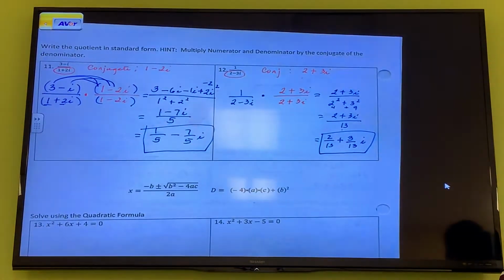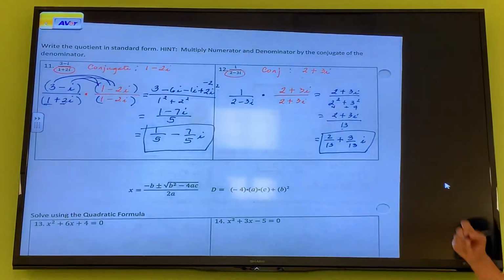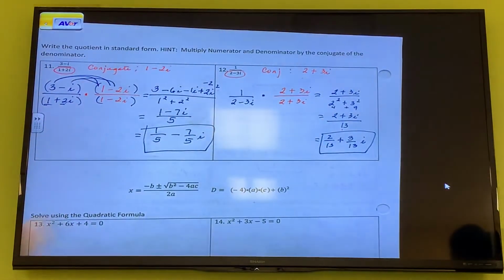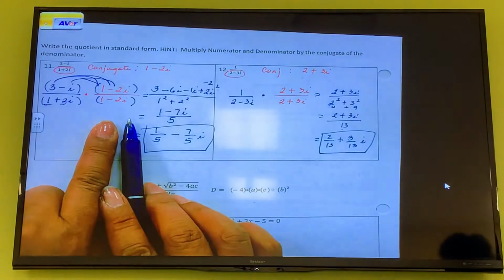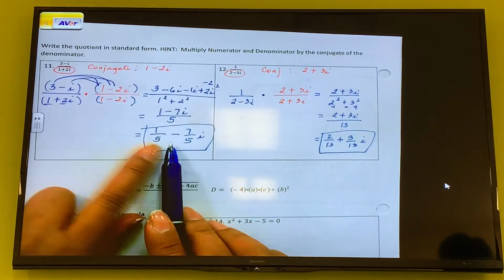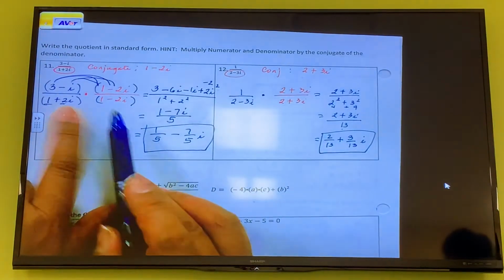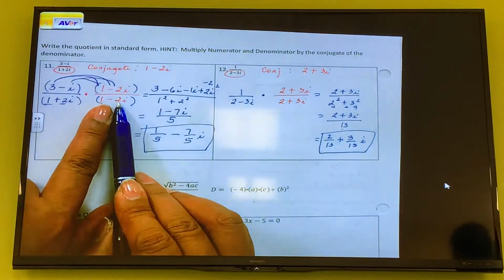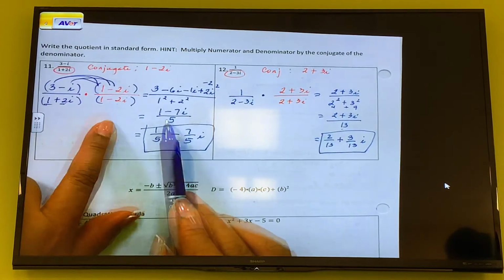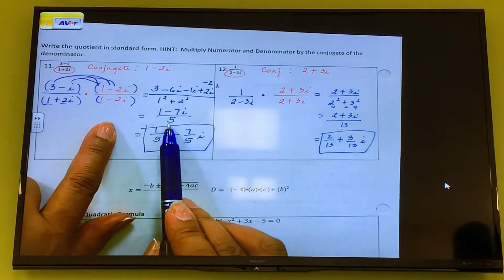Okay? So when we're dividing, we're not really dividing. We're not doing long division or synthetic division. We're multiplying by the complex conjugate, because we just want the i in the denominator gone. That's why we multiply by the complex conjugate, so it'll be gone. Instead, we just have a number in the denominator.